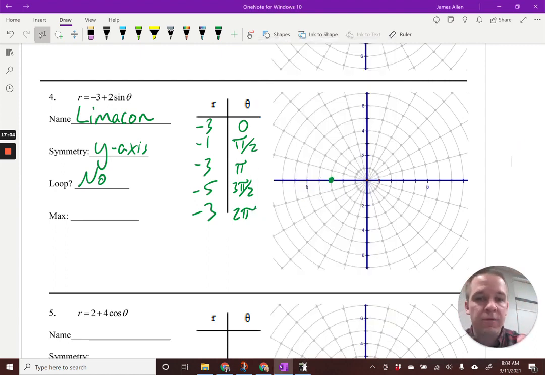Let's continue. At pi over 2, we're at -1, so we're actually reflecting over the pole down here. At pi, we're at -3, so we reflect back over to here. Then at 3 pi over 2, which would be down in this area, but because it's -5, we have to reflect back up to here. And then we're back at home base, if you will. When it's 2 pi, reflect over, we're good to go. So we said there's no loop on this one, and here's what we got.